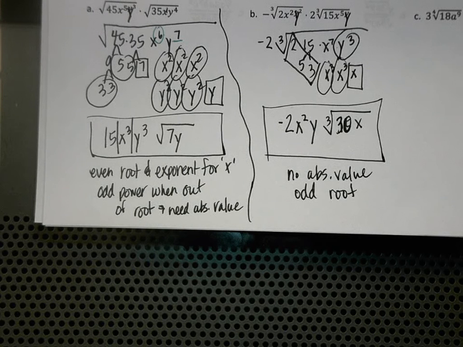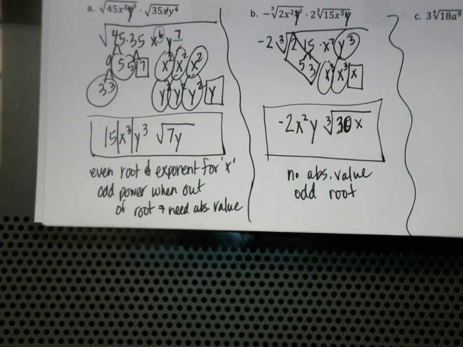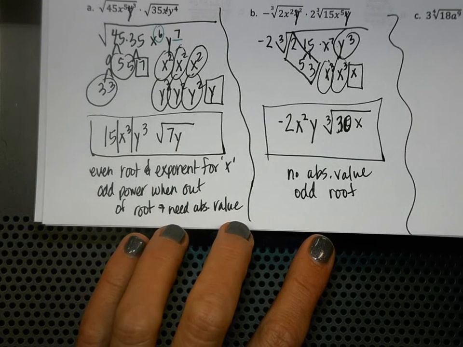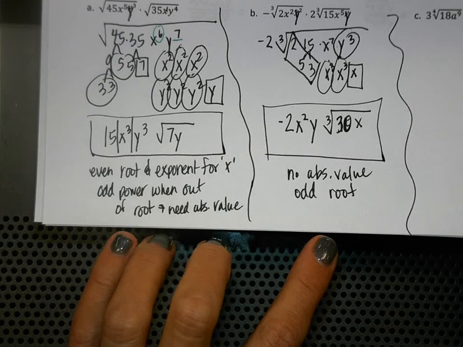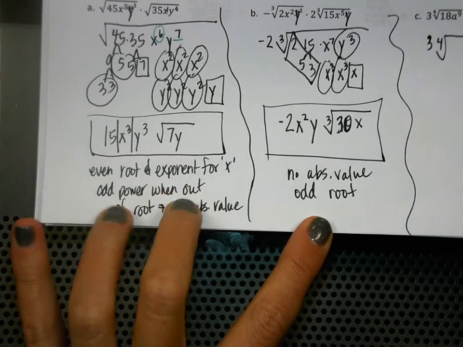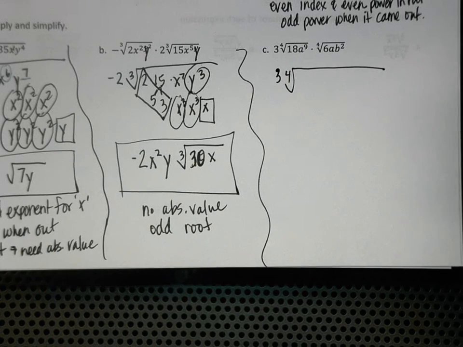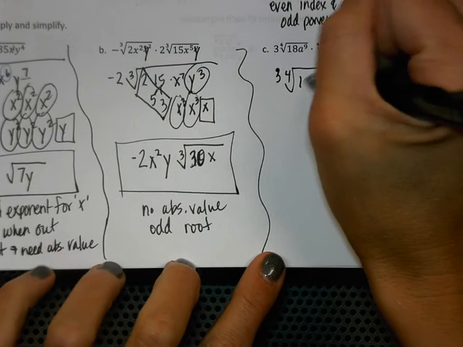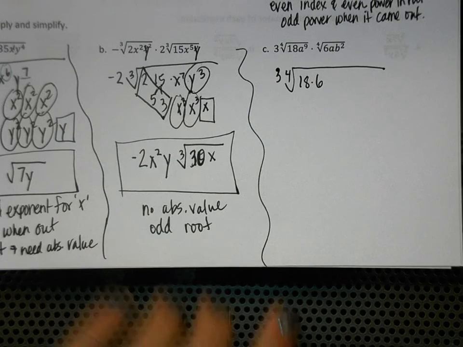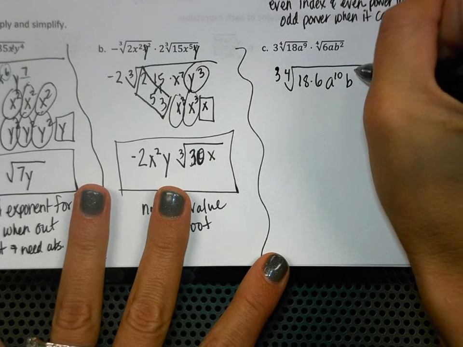Okay, so far so good? Okay, next problem. Okay, what do we do here? So on the outside, I'm going to just have what? 3. And then it's 4th root. We can't see it. Thank you. Okay, 3. And then we have the 4th root. And so I'm just going to write 18 times 6. And then a is to what power? 10th. And then b is to the 2nd.